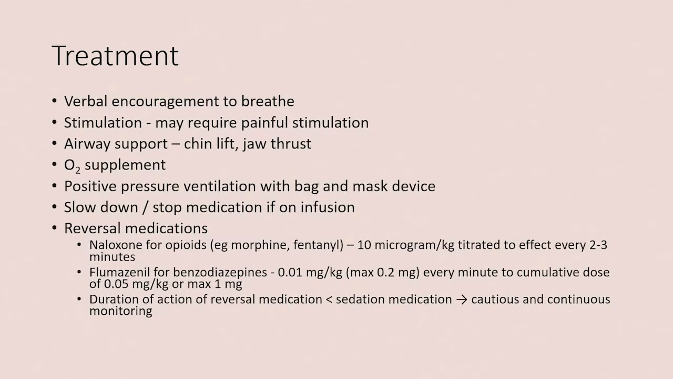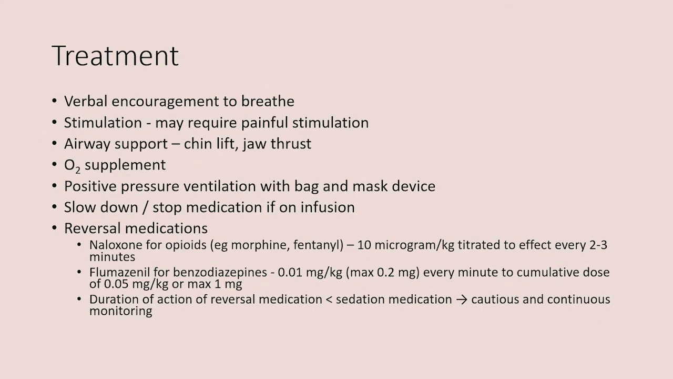For treatment, if the child has apnea or hypoventilation, we can give verbal encouragement for the child to breathe, or stimulate the child to help him breathe. Other measures include airway support, the chin lift and jaw thrust, as we talked about just now. We can give supplemental oxygen. However, if all these measures are not useful, then the child may need positive pressure ventilation with a bag and mask device. Also note that if the child is on medications for sedation, we can try to slow down and stop the medication.